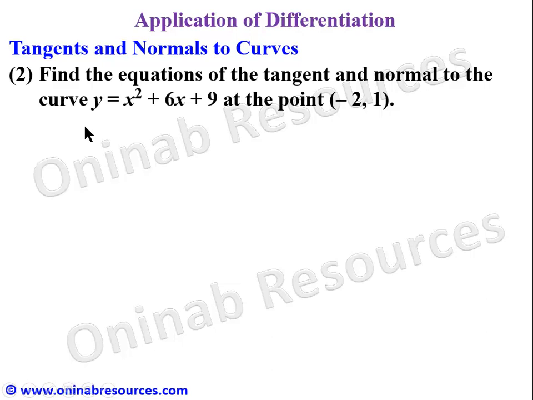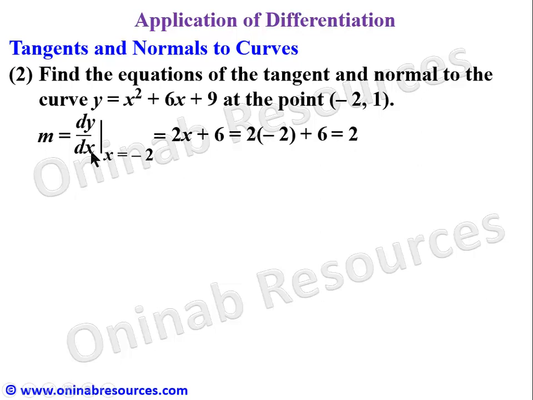So our m will now be dy/dx at x equal to negative 2. What we do is differentiate y equals x squared plus 6x plus 9, which gives 2x plus 6. Substituting x equals negative 2 in this gradient function, our gradient will be 2 into negative 2 plus 6. This is negative 4 plus 6, which gives 2. We can then go ahead to find the equation of the tangent.